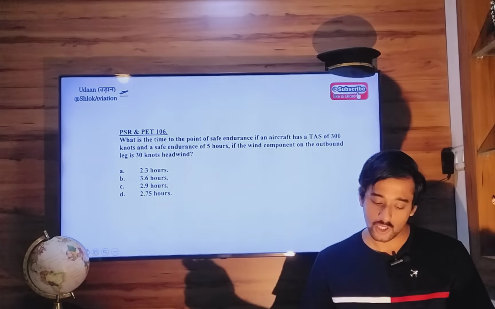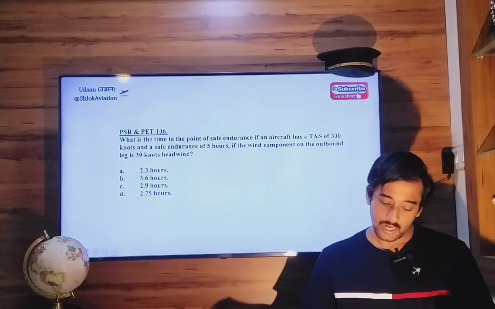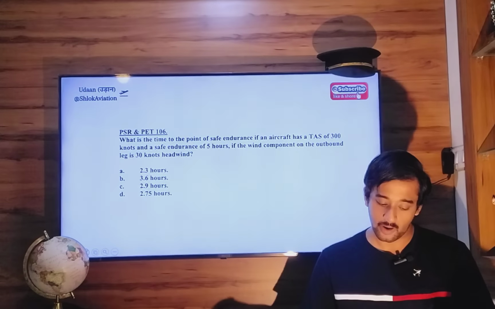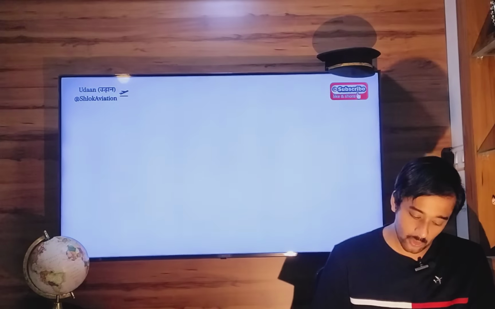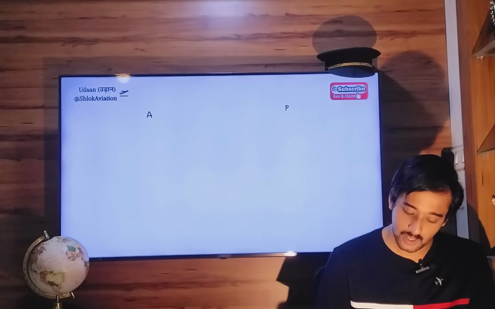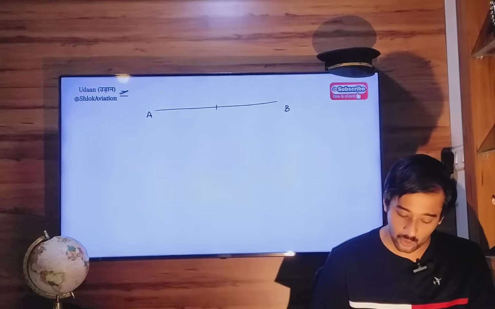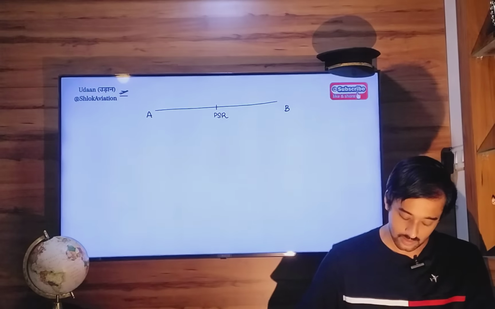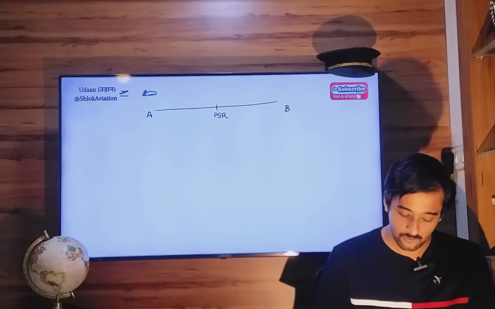106. What is the time to the point of safe return if TAS is 300, endurance 5 hours, wind on the outbound leg 30 knots headwind? So here is your point A, here is your point B. Here is your point of safe return, aircraft.